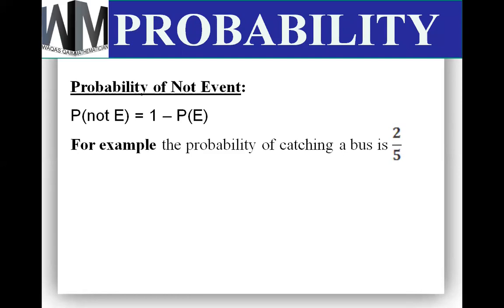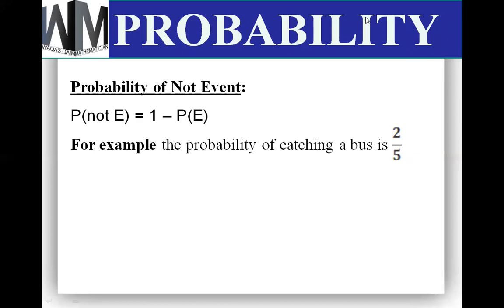For example, the probability of catching a bus is given 2 over 5. Right? If someone is going to school or to office and he catches a bus daily from the stop, then catching a bus on several days, the probability is 2 over 5. Now we are going to calculate what is the probability of not getting a bus.